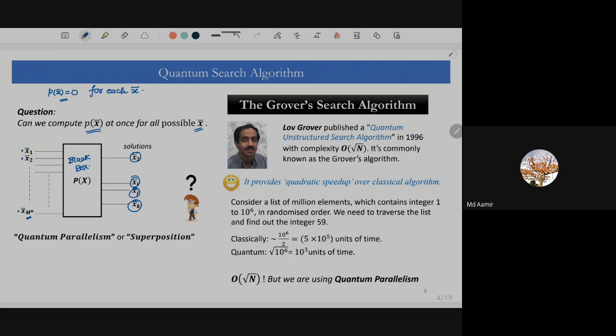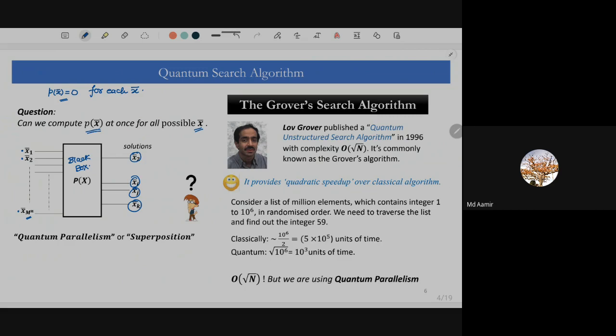The answer, if we go to the quantum, is yes. We can use something known as superposition, and we can actually find the solution for all these possible combinations of x bar at once. And this is what Grover's algorithm starts with.